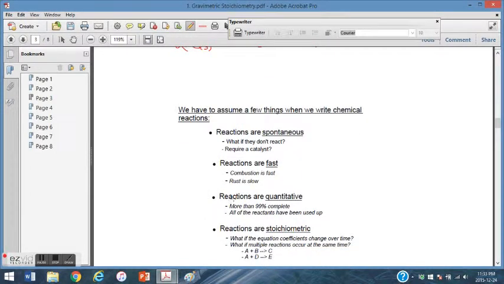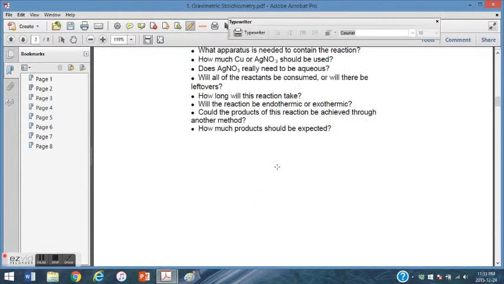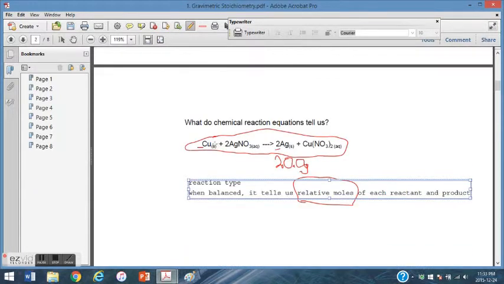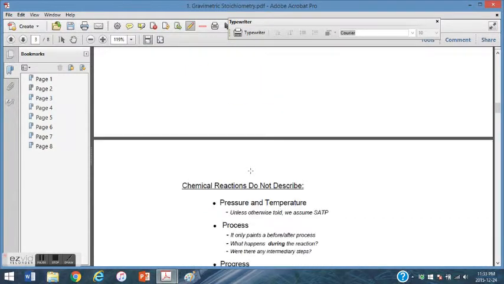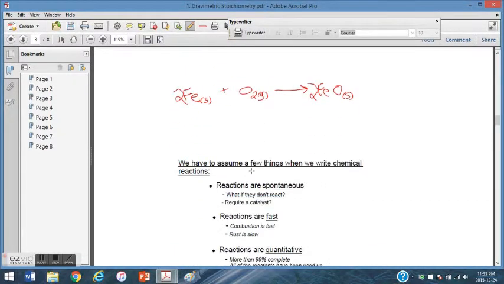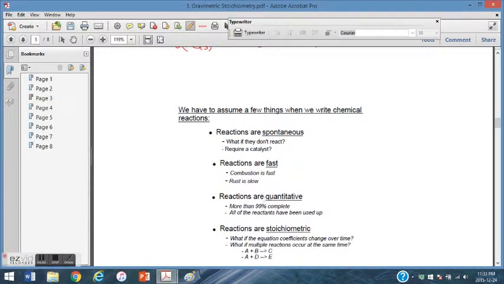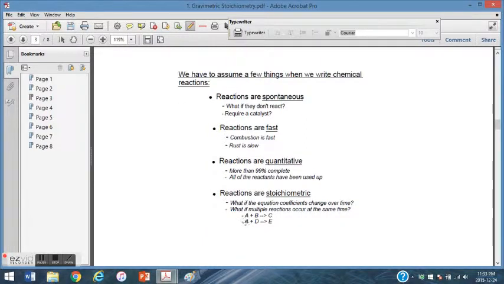We have to assume that the reactions are quantitative. That when I write a reaction like this, that actually happens. Like, 99% of all the copper reacts with 99% of all the silver nitrate. Okay? Now, when you get to Chem 30, you're going to start talking about non-quantitative reactions. Okay? We assume here that it's more than 99% complete and that all of the reactants have been used up.